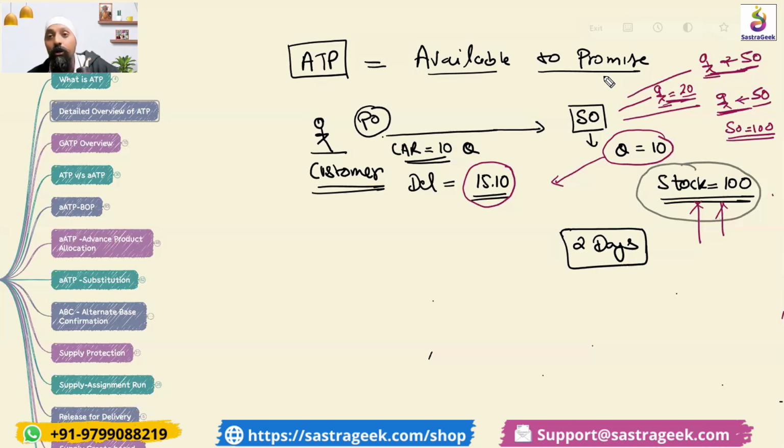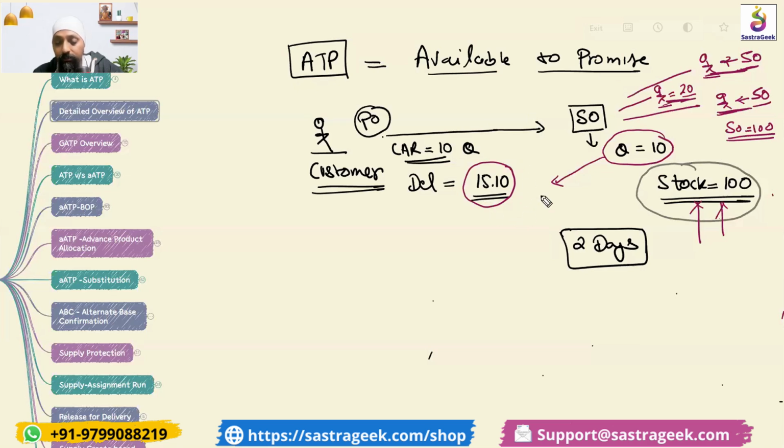So it is not about what you have. It is about how much you have to give the promise. So for 15th October, straight away, I cannot promise to this customer.